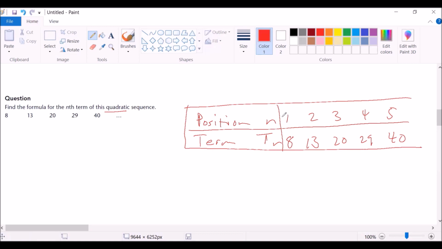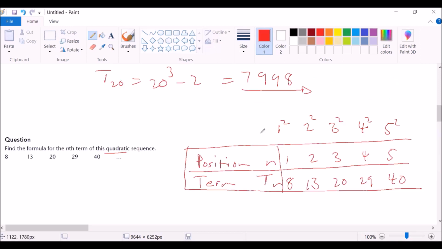Okay, so quadratic means we are squaring the position. 1 squared, 2 squared, 3 squared, 4 squared, 5 squared. So this is our n squared here on the table. So what will we get? 1 squared is 1. 2 squared is 4. 3 squared is 9. 4 squared is 16. 5 squared is 25.